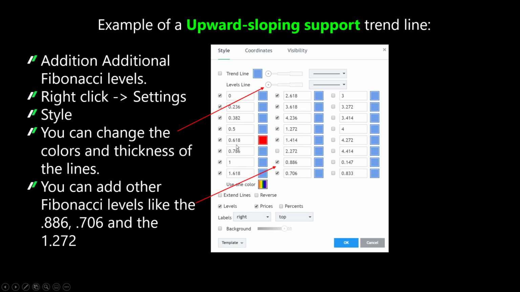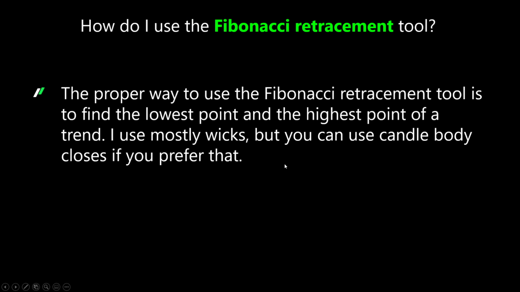If you want to add a decimal, you're going to add a 0 first: 0.618, 0.786, 1.618, okay? So I'm going to do this on TradingView in just a minute, but we will go through that in a little bit, okay?